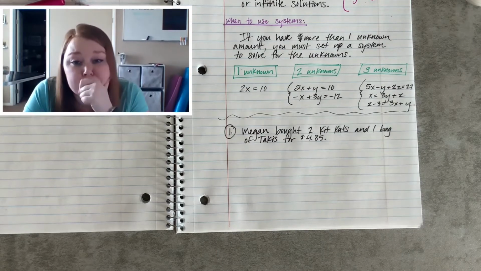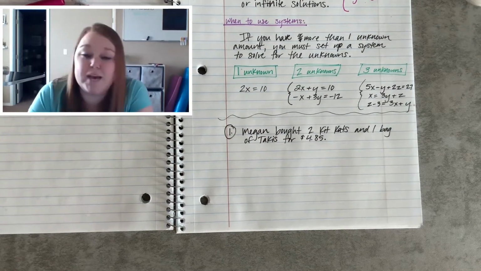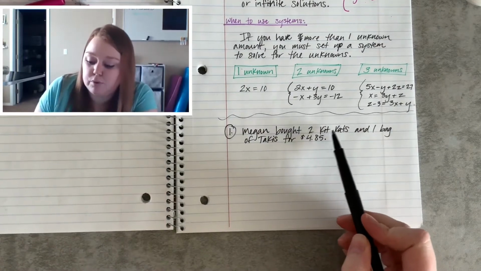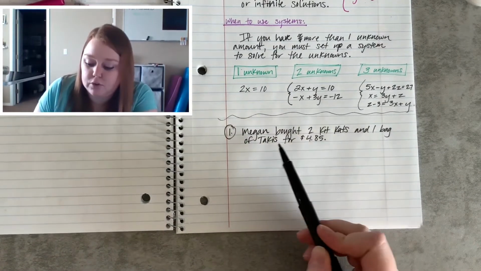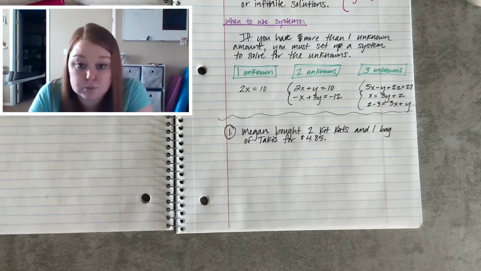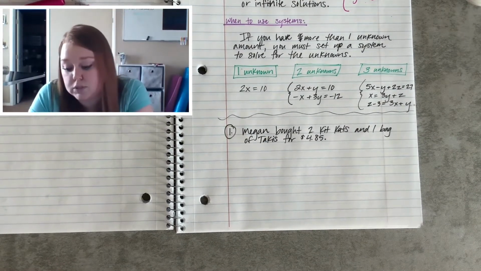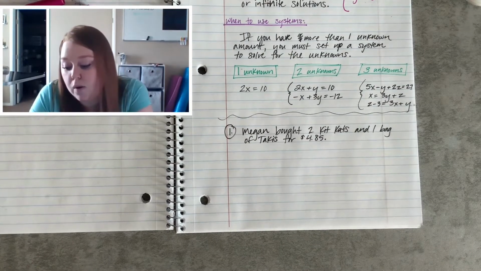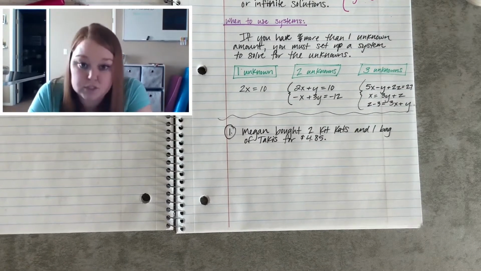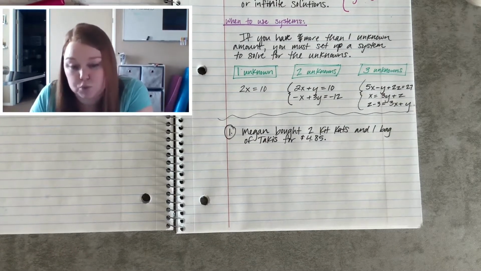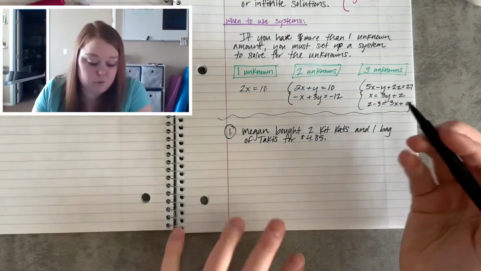So she bought 2 Kit Kats, 1 bag of Takis for $4.85. So right now, we know how much she spent, but I don't know the price of a Kit Kat, and I don't know the price of a bag of Takis. I just know how many of each that she bought. So technically at this point in time, there are 2 unknown things, okay? So in order to know how much a Kit Kat is and how much a bag of Takis is, I would actually have to have more information about this situation. So here's your more information.